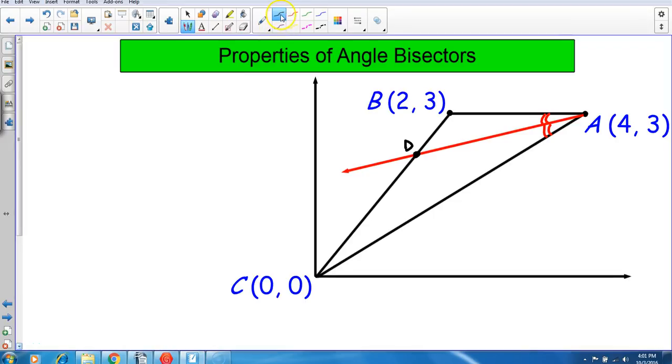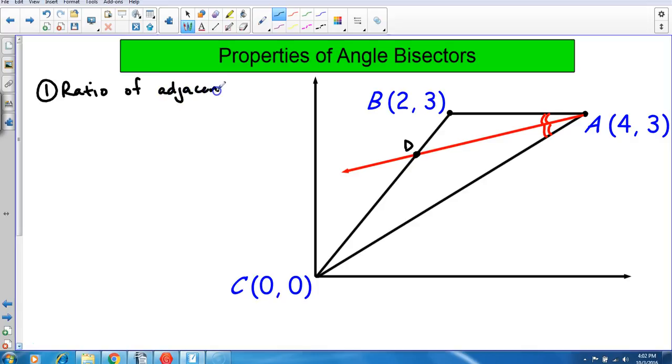All right, guys, so what we want to do is take some of those properties of angle bisectors that we talked about earlier, and apply those in order to find the equation of an angle bisector. So let's go ahead and do that. The first thing we want to use are the ratios. And in particular, we're looking at the ratio of the adjacent sides.